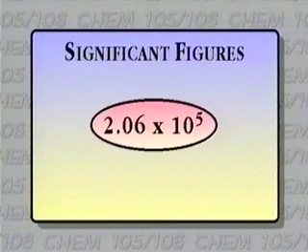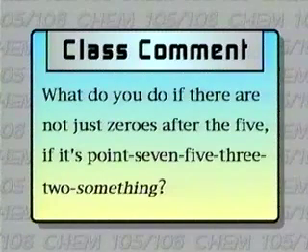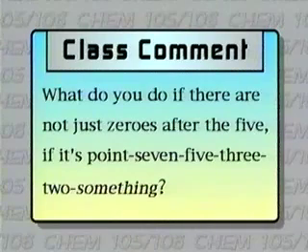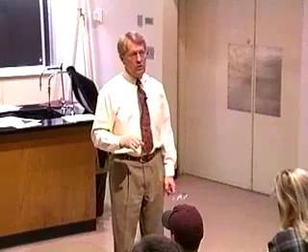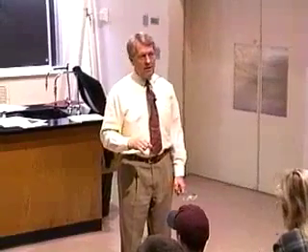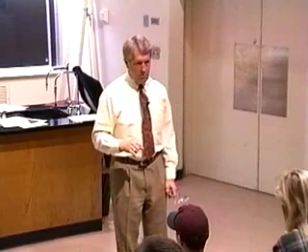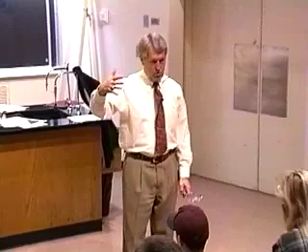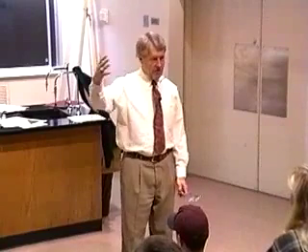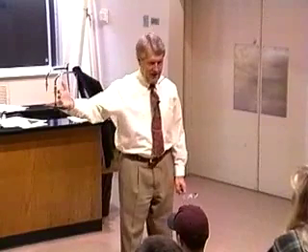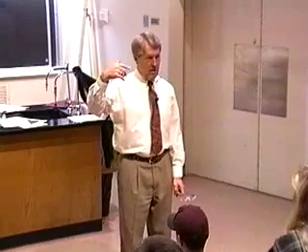Okay? Yes? What do you do if there's not just zeros after the 5? Like if it's 2.07532. All right. The question was, what do we do if it's not an exact 5? Is that what you were saying? There's numbers after the 5. Okay. Well, then it just goes back to the basic rule that if it's over 5, anything over 5, then we're going to round up.